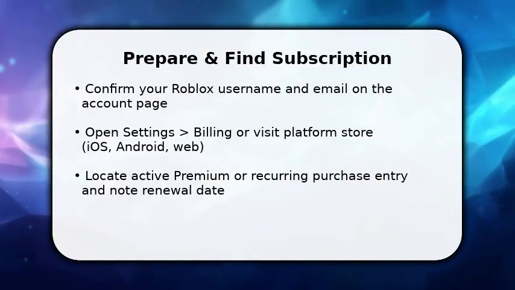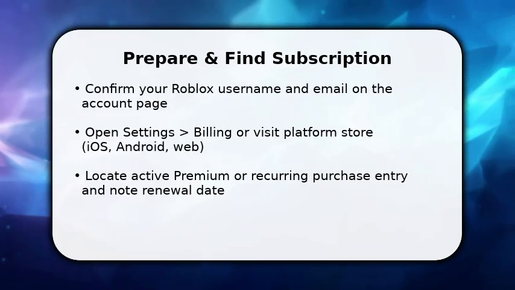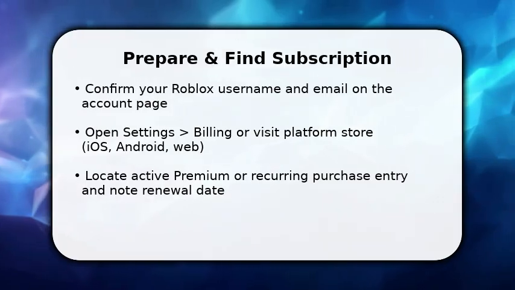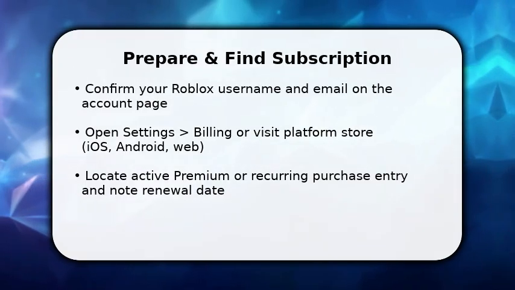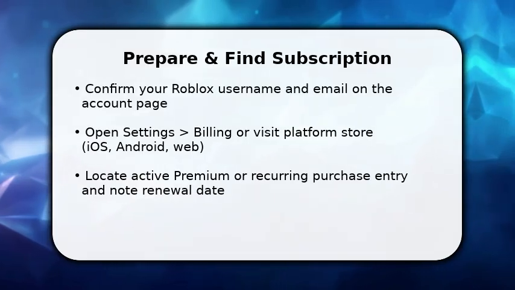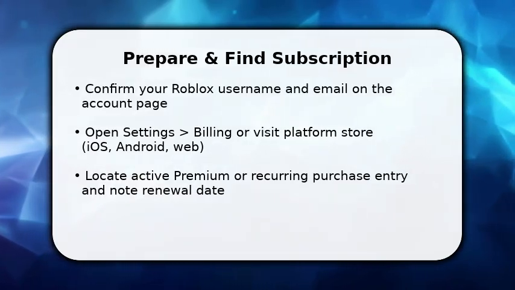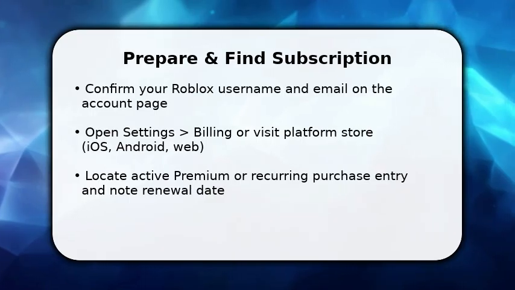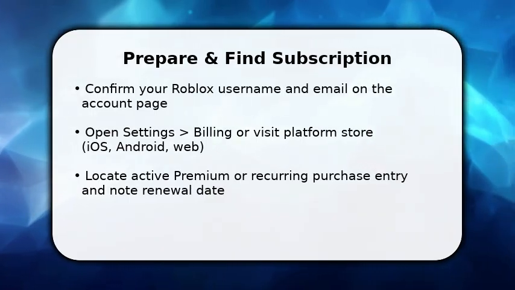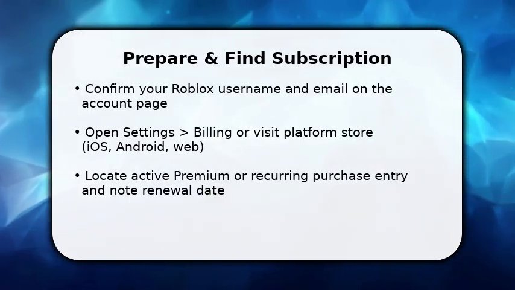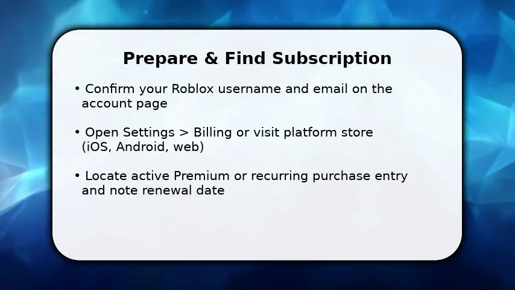You start by verifying account details so you can stop charges without delays. Sign into Roblox, then go to Settings and access Billing to view subscriptions. This tells you which platform billed you. If you bought premium via Apple or Google, open their subscriptions screen next. This ensures you cancel the right recurring charge.